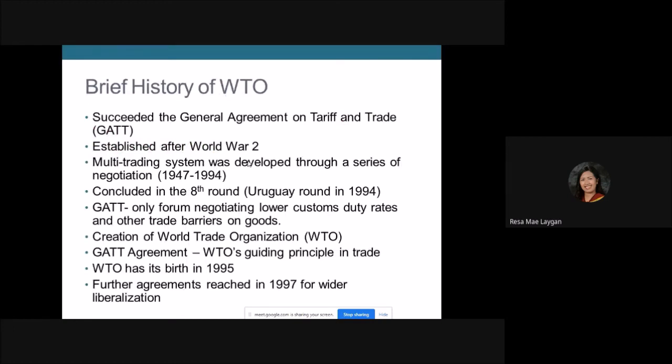First, it succeeded the General Agreement on Tariffs and Trade, or GATT. This was established after World War II. This multilateral trading system was developed through a series of trade negotiations from 1947 until 1994, and was concluded in the eighth round, known as the Uruguay Round, in 1994. During these years, that was the only forum for negotiating lower customs duty rates and other trade barriers on goods, and it laid down important rules of trade, particularly on non-discrimination.